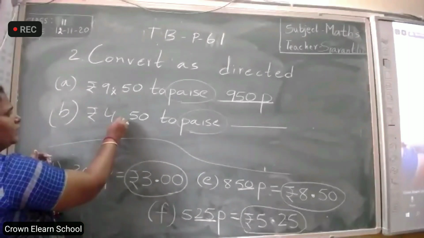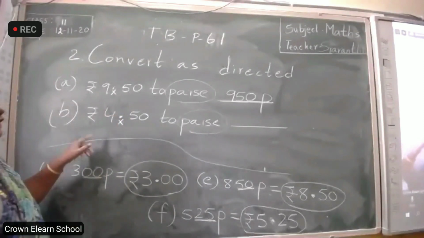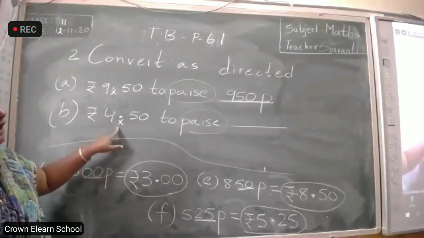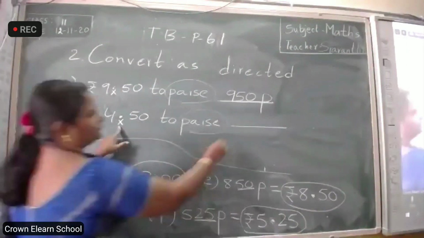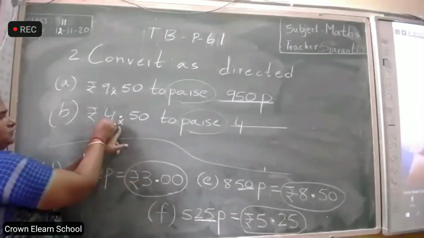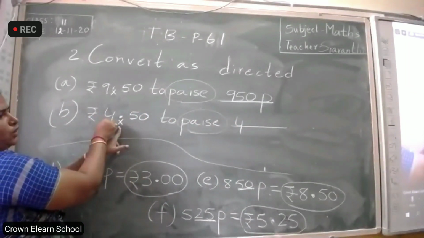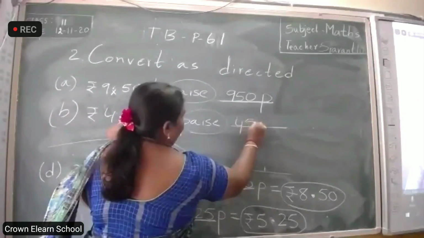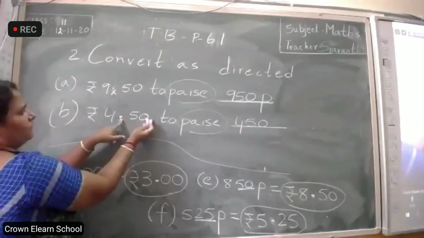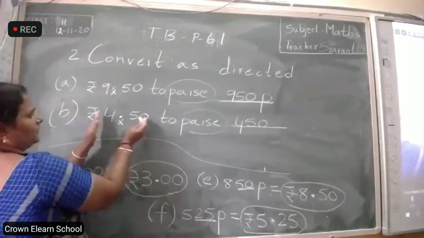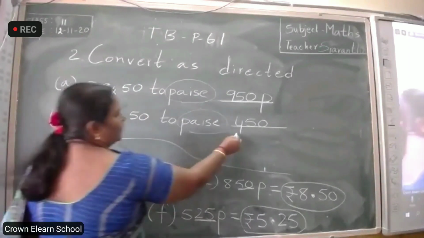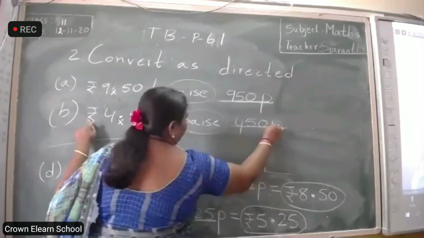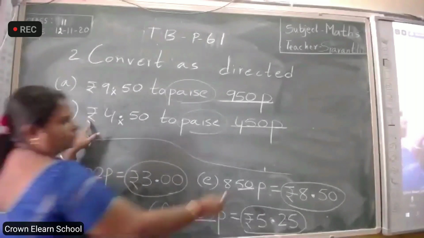Okay. Remove the dot. What do we do to change? If there are rupee and paise together, we remove the dot. Number of rupees 4, no? So write same 4 there. Remove the dot. And join 50 with 4. So we got 450. Rupee symbol to paise symbol.